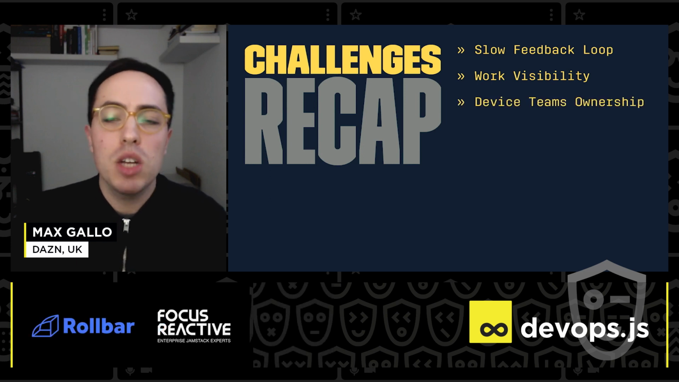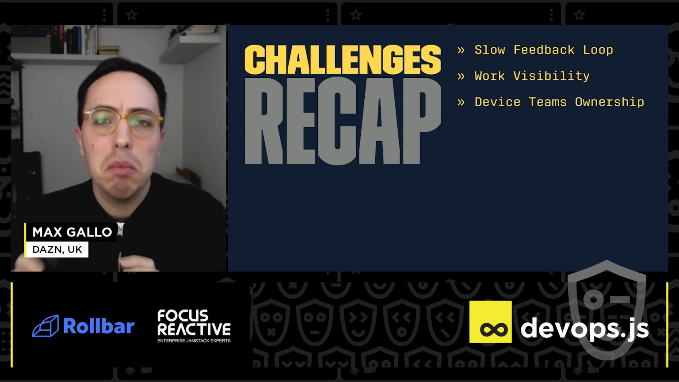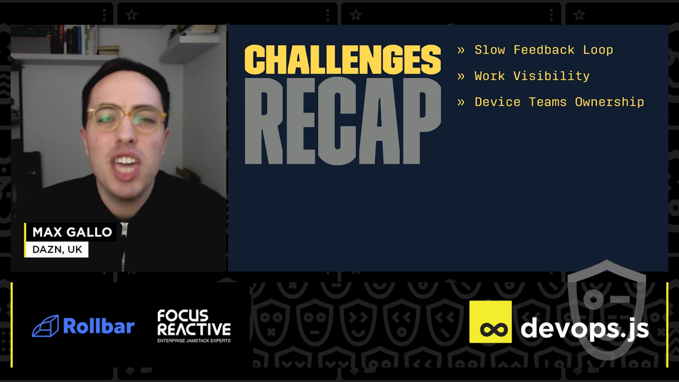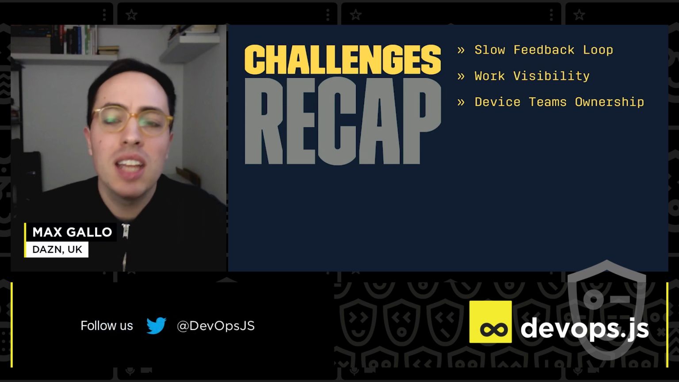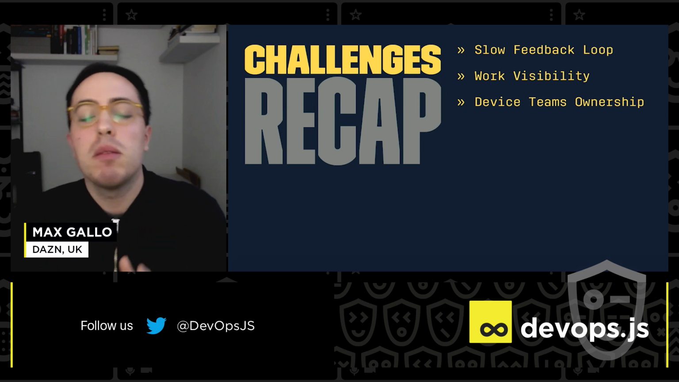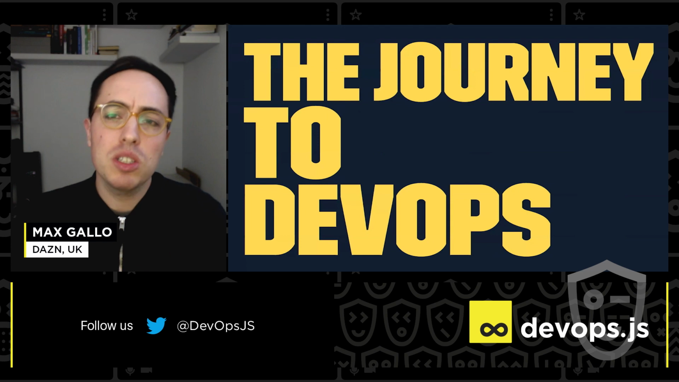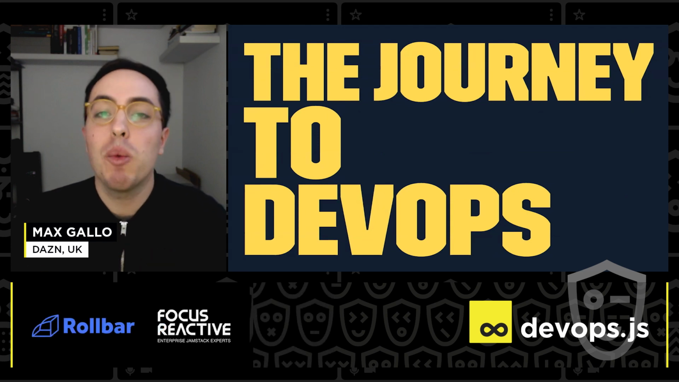And then we talk about device team ownership, because this shared ownership between feature and devices is not playing really well, because it's a shared ownership, which usually means that no one owns anything. So this setup brings us to the journey to DevOps. And I want to start the journey, as every journey, with the first step.